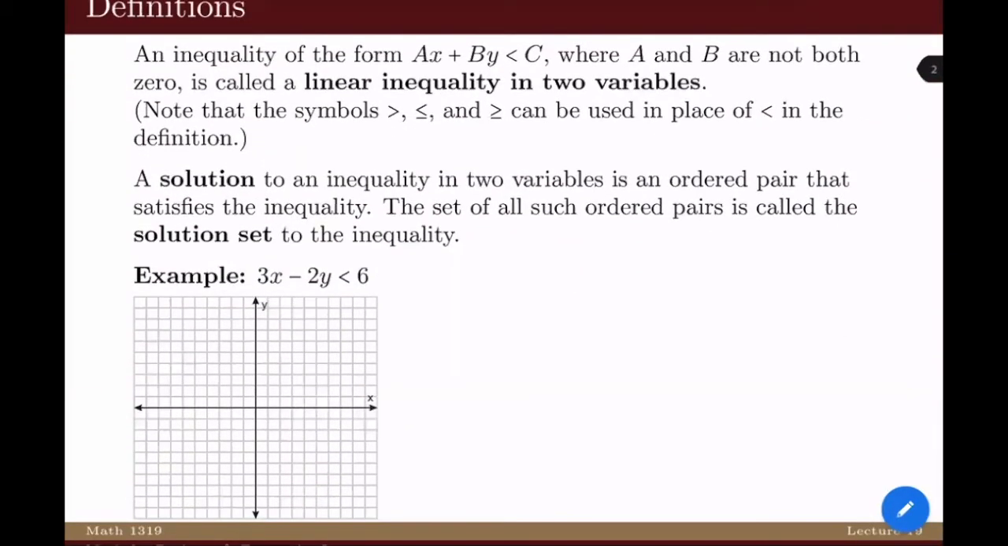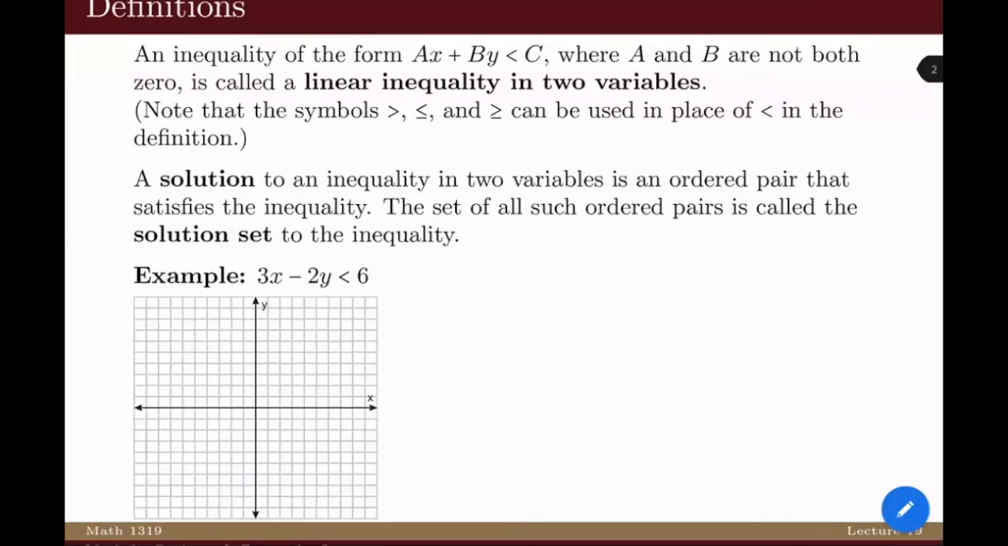So we're going to start with a couple of definitions. An inequality in the form ax plus by is less than c, where a and b are not both zeros, is called a linear inequality in two variables. And the symbols could be either less than, greater than, less than or equal to, or greater than or equal to. And then a solution to this inequality is an ordered pair that satisfies the inequality, and the set of all such ordered pairs is called the solution set.